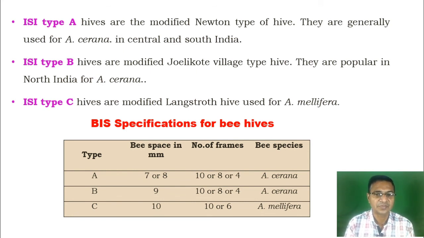Dear friends, we have completed the first two parts of this unit, rearing of bees. One is the artificial rearing of bees, and second is the beehives, that is the Newton and the Langstroth wooden hive.